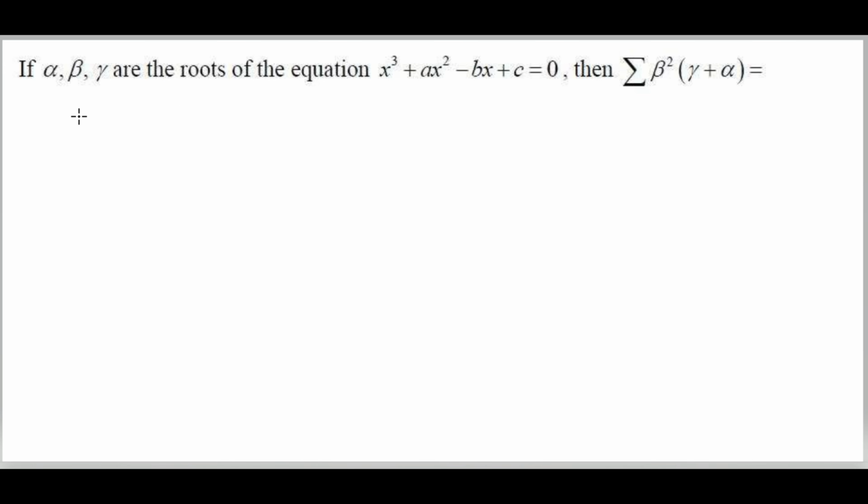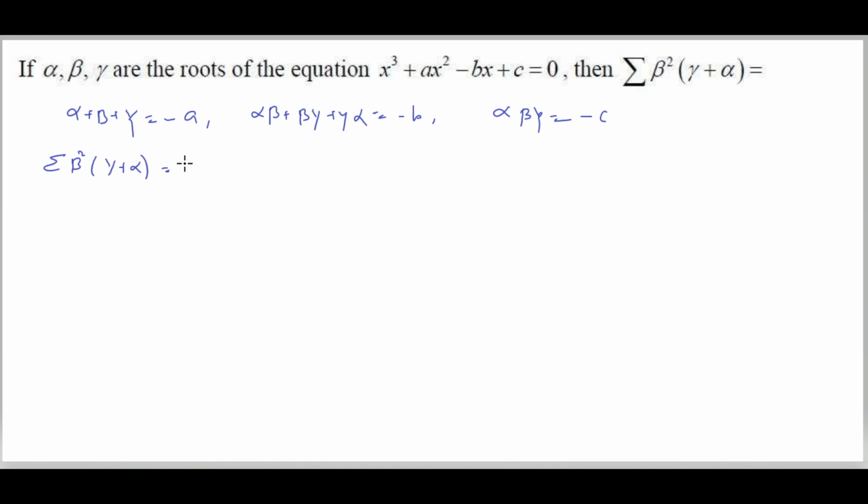That is, the sum of the roots alpha plus beta plus gamma is equal to minus b by a, that is minus a by 1, that is minus a. The product of the roots taken 2 at a time, that is alpha beta plus beta gamma plus gamma alpha, is c by a, that is minus b. And the product of the roots alpha beta gamma is equal to minus d by a, here minus c. So now we find the value of sigma beta square of gamma plus alpha.